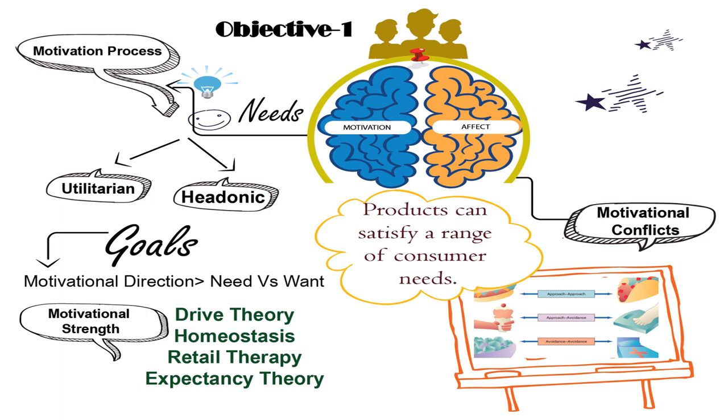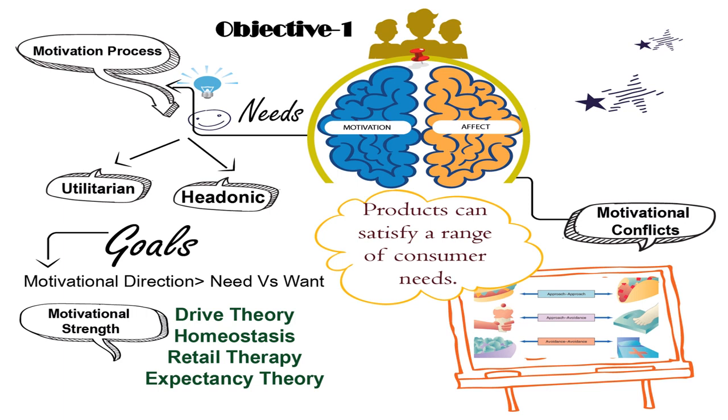So the motivation process creates utilitarian value and hedonic value, and the final goal is the end of the desired product, like to consume or to get the expected product or to enjoy the product. That is the goal, that is the main goal.